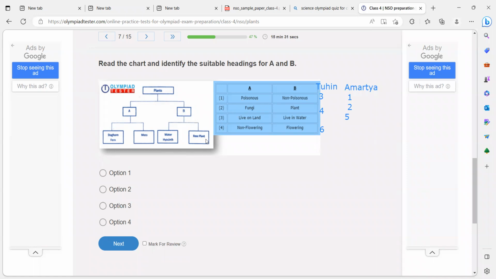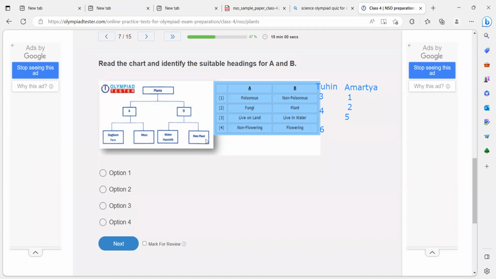Now, what is moss? Moss is also a type of plant. Does it grow on land or not? Yes, tell me again. It grows on land. It grows on land, beta. Land. Okay. Yes.